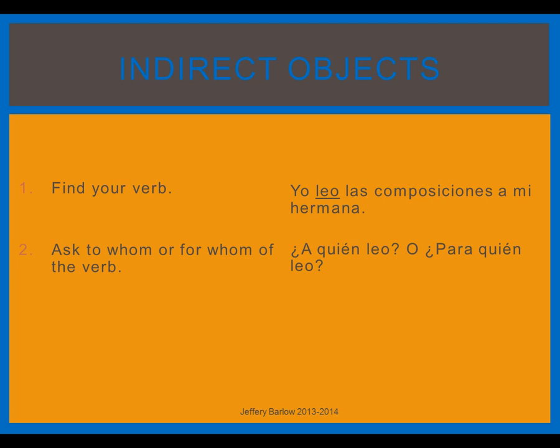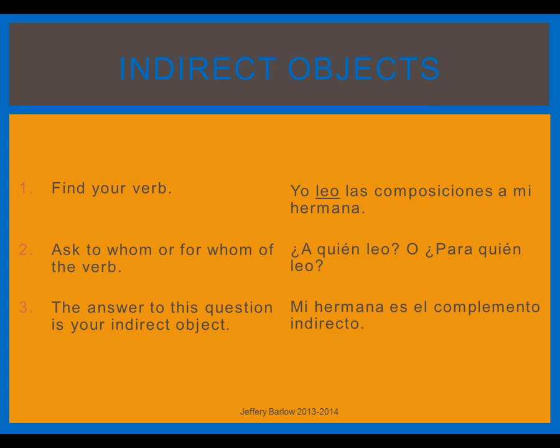¿A quién leo? ¿O para quién leo? To whom do I read or for whom do I read? The answer to this question is your indirect object. In this case, my sister, mi hermana, is the indirect object. The indirect object indirectly receives the action of the verb. I'm not reading my sister, but I am reading to her. She is indirectly receiving the action of the verb I read.